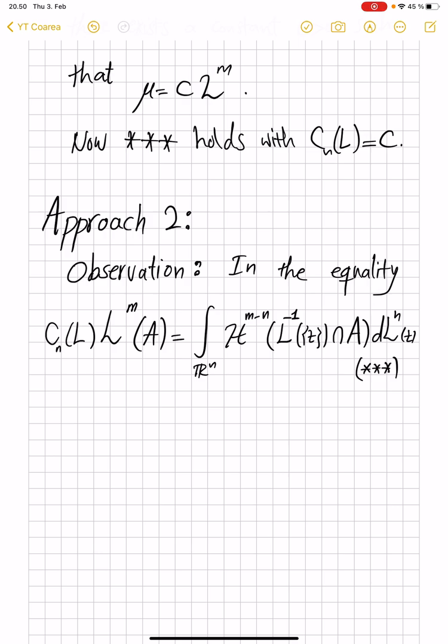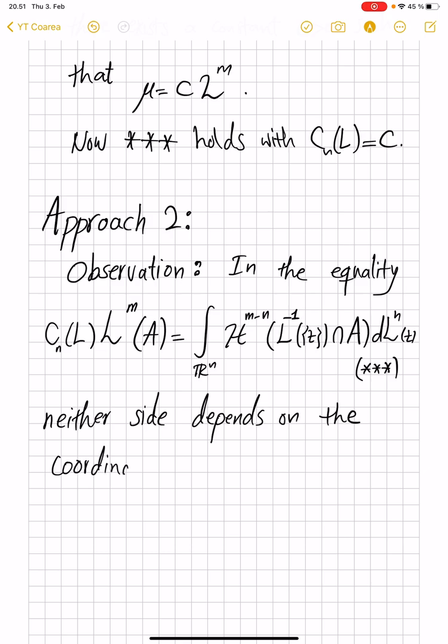So the observation is that in the equality, neither quantity, either side, depends on the coordinate system on Rm.